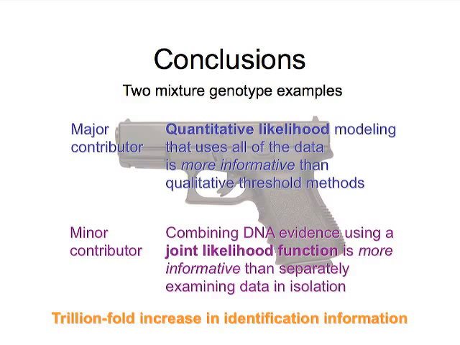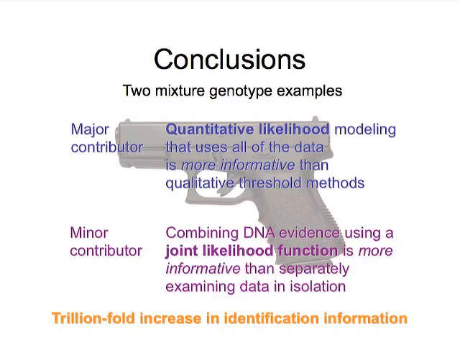On the minor contributor, we saw that starting with that same one amplification of the item at the base of the gun, number 3, we started off with 10 to the 0, because there was nothing available on the human review at all. And using a joint likelihood function, which was taking products of the quantitative likelihoods over more and more of the data, we eventually found that was also more informative than taking any one particular item in isolation.